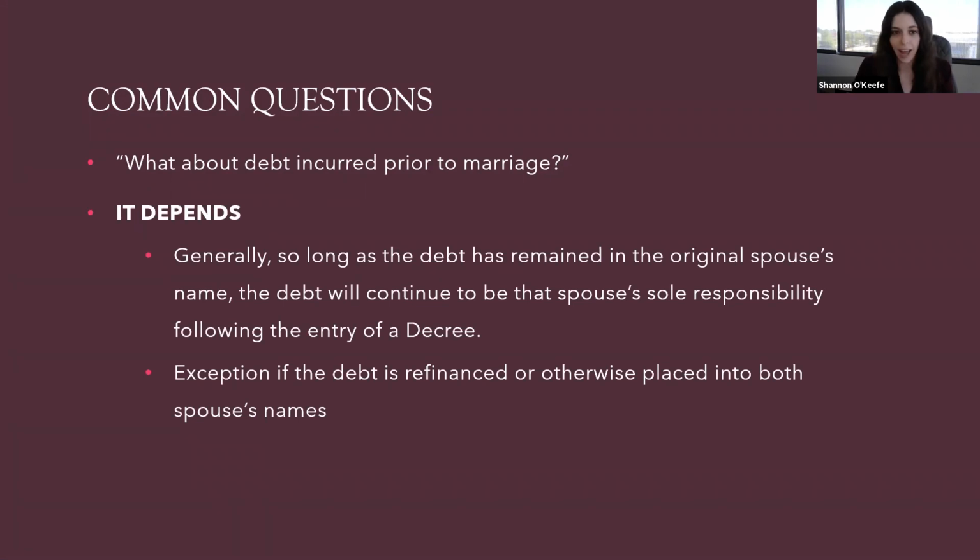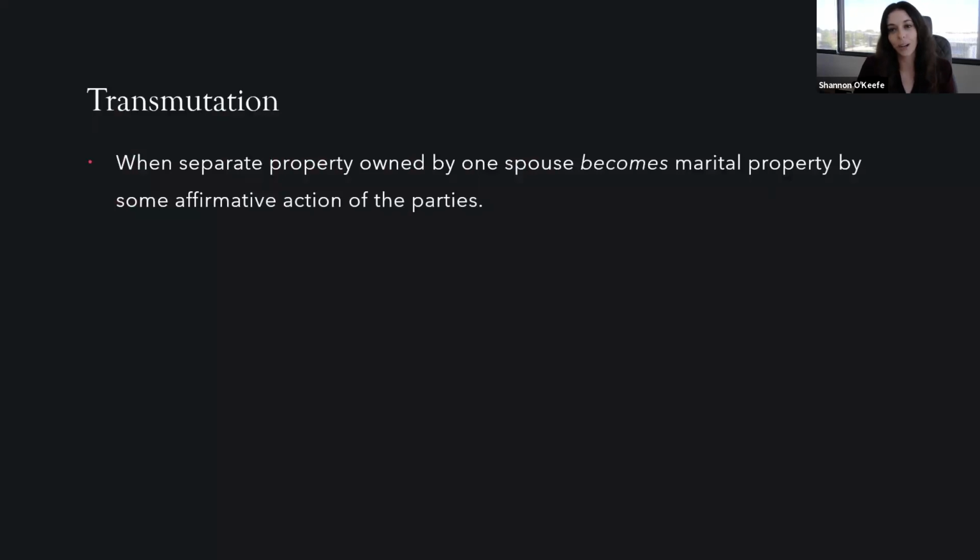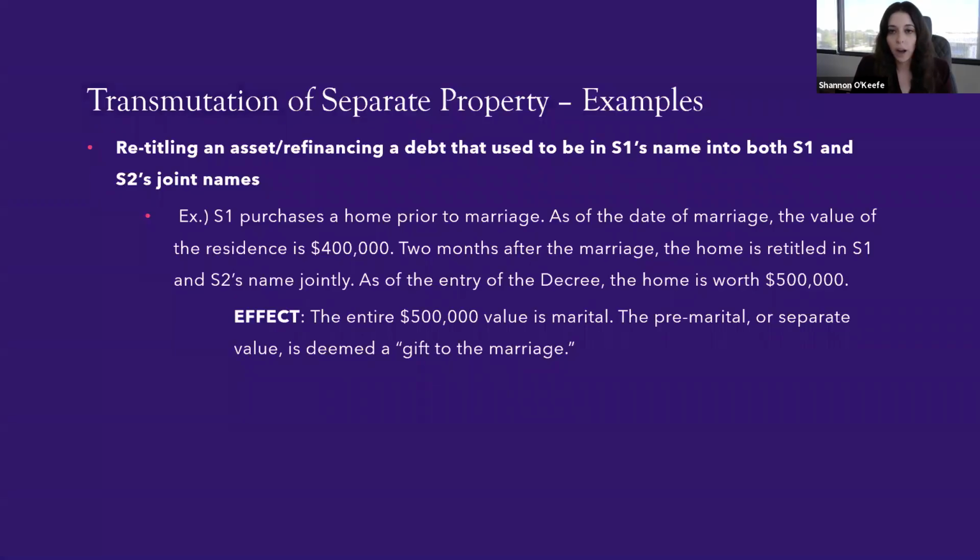And we have a good reason for that. We're going to introduce a wrinkle here called transmutation. So it's a curveball into our relatively straightforward examples thus far, and it's got a really funky name. But what it means is that it happens when separate property owned by one spouse becomes marital property by some affirmative action of the parties. And there's a couple common ways that transmutation can happen. One common way is there is a retitling of an asset or refinancing a debt that used to be in S1's name, but you're doing it now into both S1 and S2's joint names.